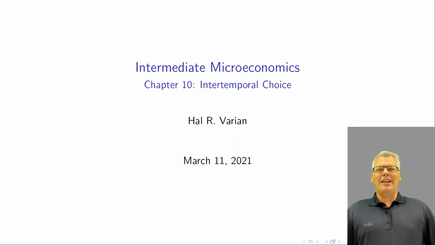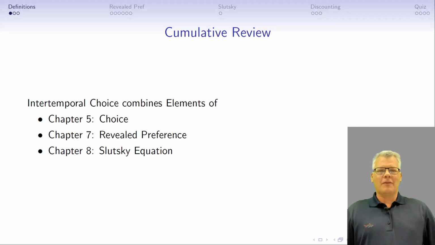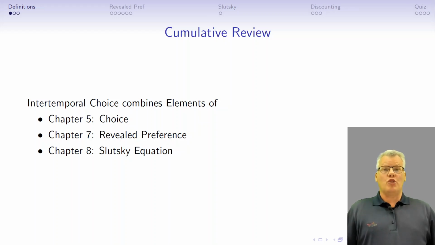Welcome to Chapter 10, Intertemporal Choice. The Intertemporal Choice chapter is more or less a review of everything we've done in the Varian text up to this point. The first element that we did was the conventional consumer choice problem.